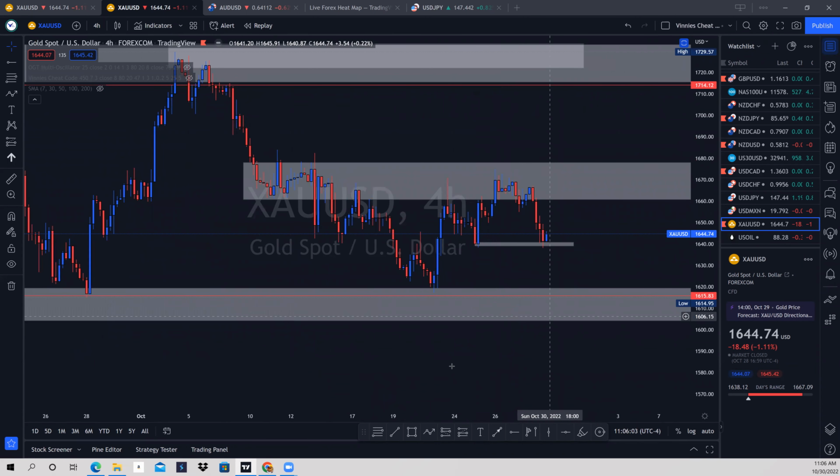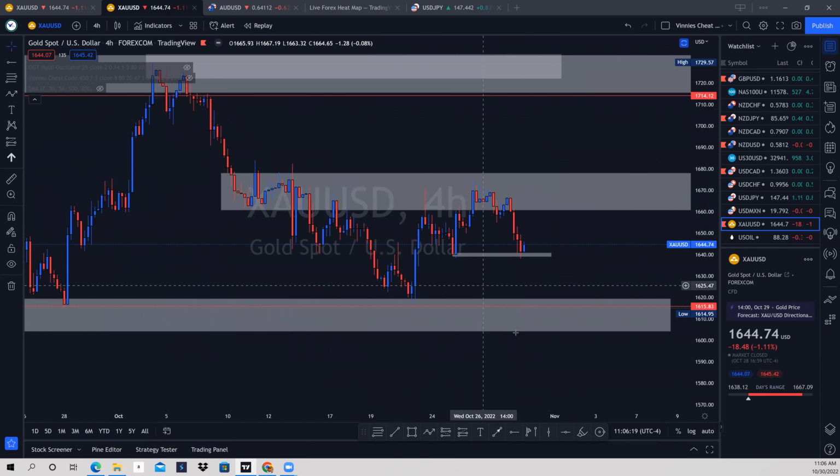We see that price has entered into a supply zone on the 4 hour time frame. We had some price come up here and reject. It has rejected numerous times. As I'm looking at gold right now, I see price has created what we call a double bottom here. So we have a low here, we also have a low.